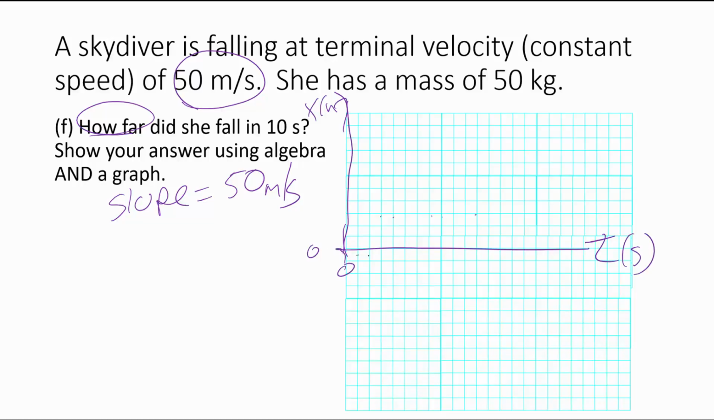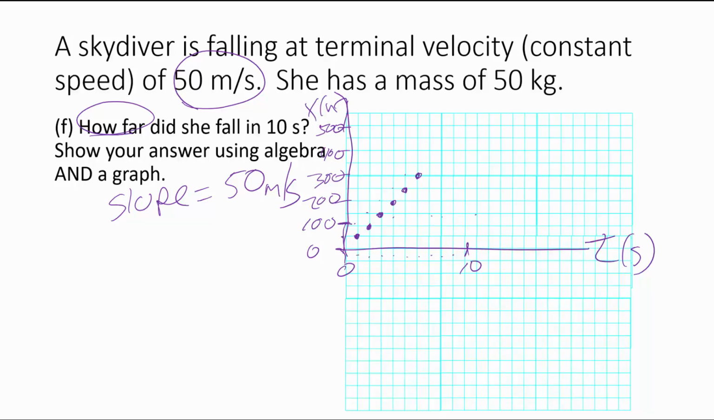Okay, so I'm going to make that 0, 1, 2, 3, 4, 5, 6, 7, 8, 9, 10. And I'm going to make each of these lines 50 meters. So I'm going to alternate them, go 100, 200, 300, 400, and 500. So if the slope is 50 meters per second, then that means we're going to go up 50 for every second we go over. Okay, so up 50 over 1 second, up 50 over 1 second, and so on and so forth. Okay, until I've got enough dots, I can draw a line.